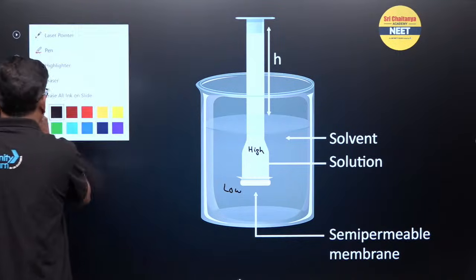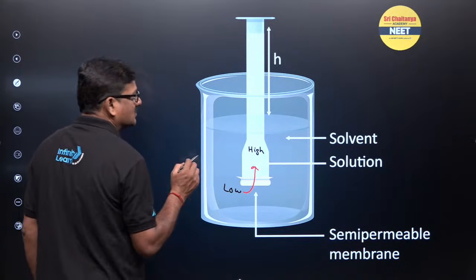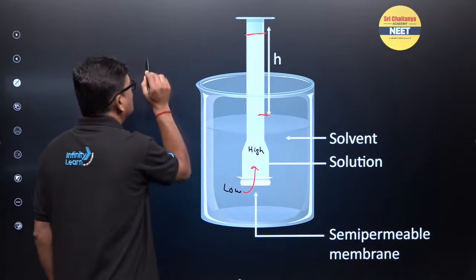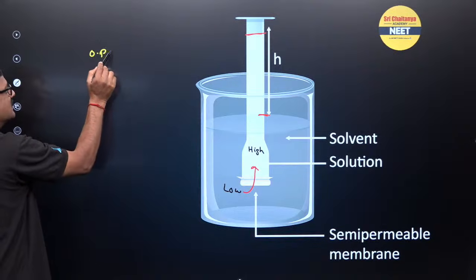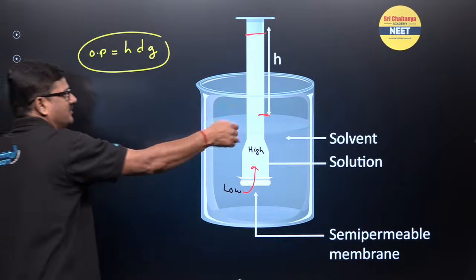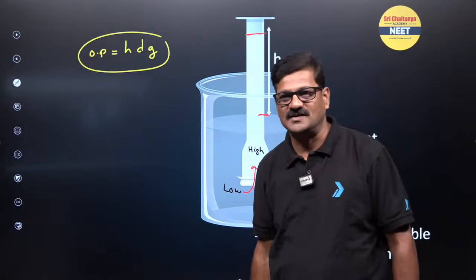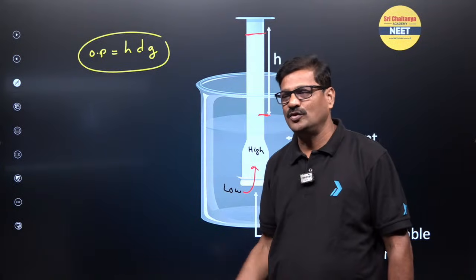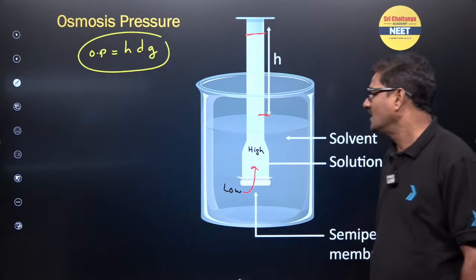So what happens is the solvent is going to migrate from low concentration to high concentration, so that it reaches up to here, from here. So osmotic pressure is given as hdg. H is the height of this column, d is the density of the solution, and g is acceleration due to gravity, right? And how do you use this formula in calculating osmotic pressure?